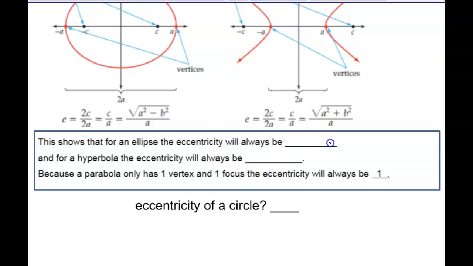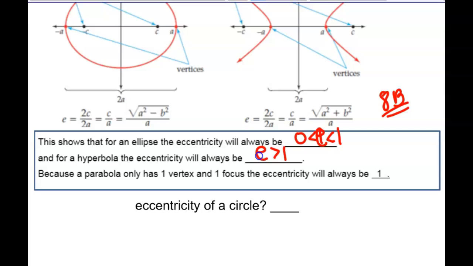What page are we on? 8B? Okay. So on 8B, you have this little box. This shows that for an ellipse, the eccentricity, that's supposed to be an E, will always be between 0 and 1. For a hyperbola, the eccentricity will always be greater than 1.